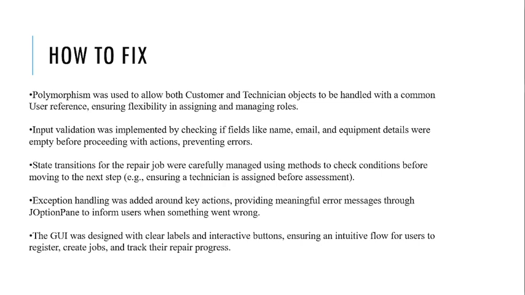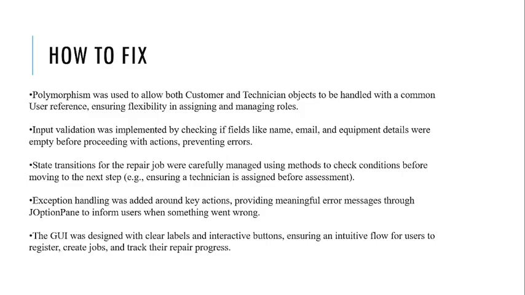Input validation was implemented by checking if fields like name, email, and equipment details were empty before proceeding with actions, preventing errors. State transitions for the repair job were carefully managed using methods to check conditions before moving to the next step. Exception handling was added around key actions, providing meaningful error messages through option pane to inform the user when something went wrong. The GUI was designed with clear labels and interactive buttons, ensuring an intuitive flow for the user to register, create a job, and track their progress.